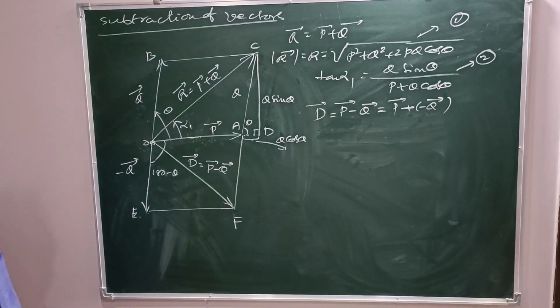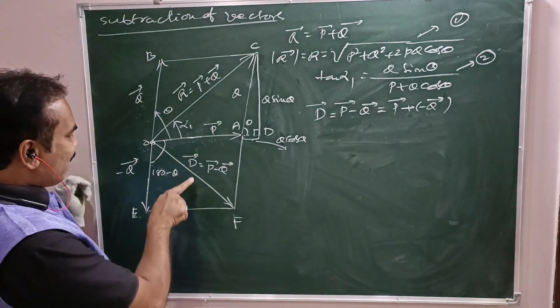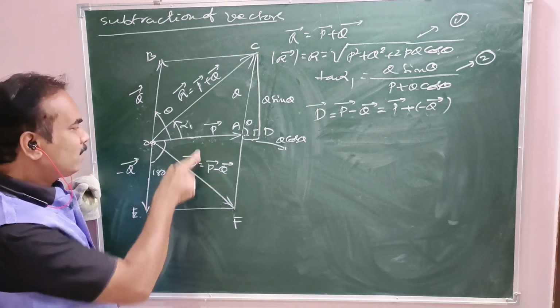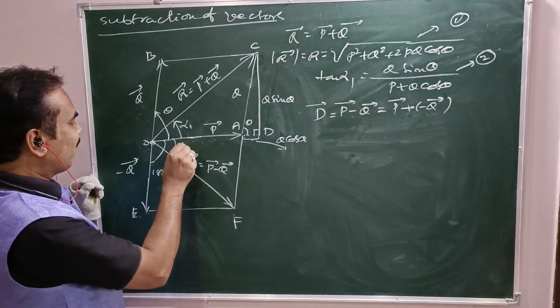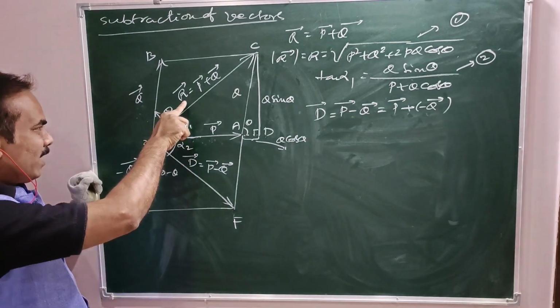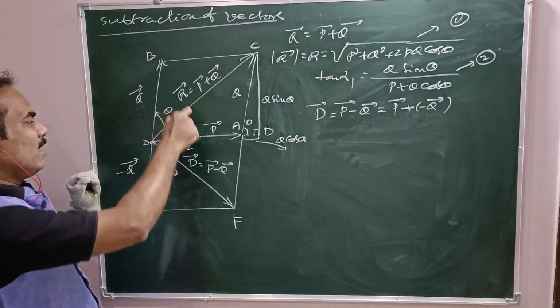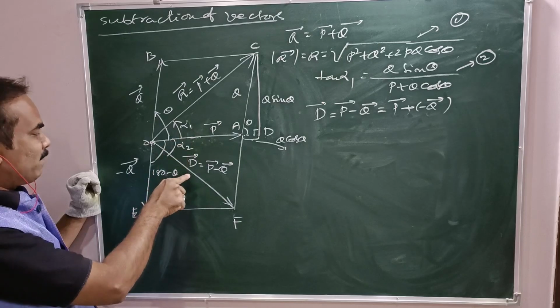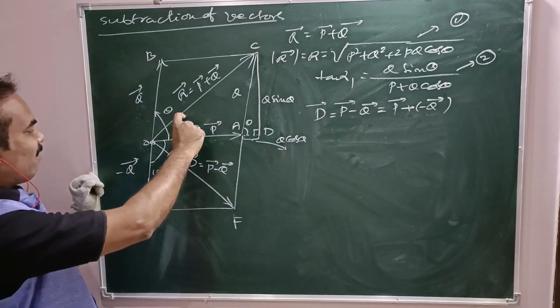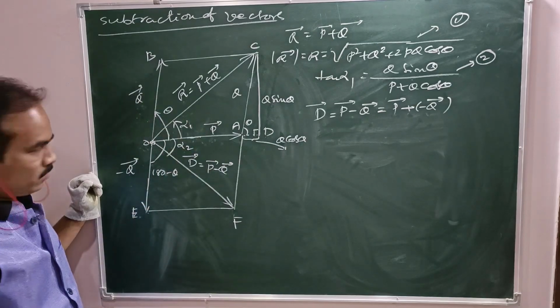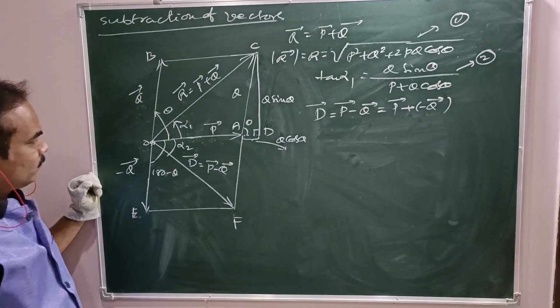Right? Now the angle made by this difference vector with p bar, let it be alpha 2. The angle made by the sum or resultant with p bar is alpha 1. The angle made by the difference with p bar is alpha 2. Here it is alpha 1, here it is alpha 2.